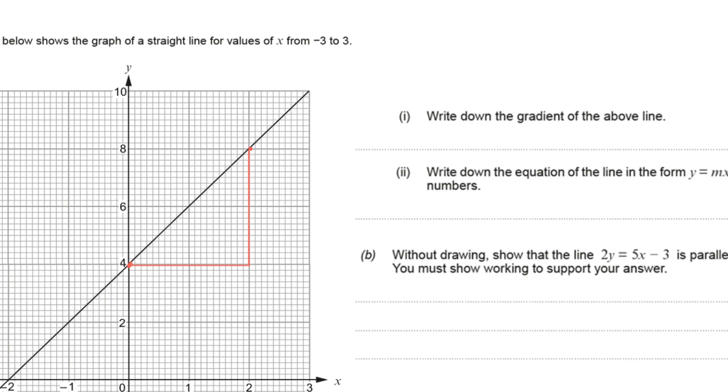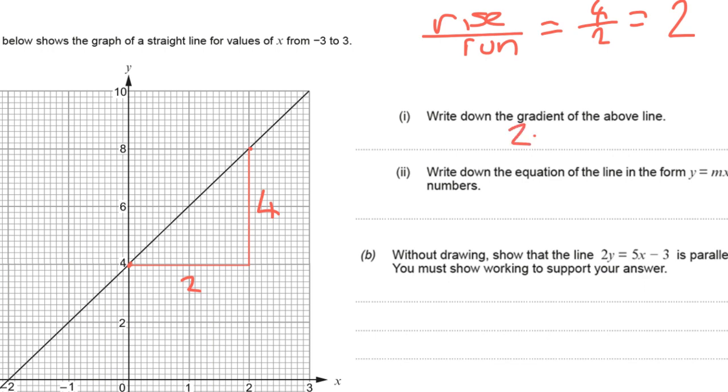Now when we're talking about gradient, we use rise over run. Rise is the vertical amount, so we're going from 4 to 8, which is 4. And our run is our horizontal amount, and we're going from 0 to 2, which is 2. So our rise over run is going to be 4 over 2, and that will simplify to just 2. So the gradient of our line is 2x.